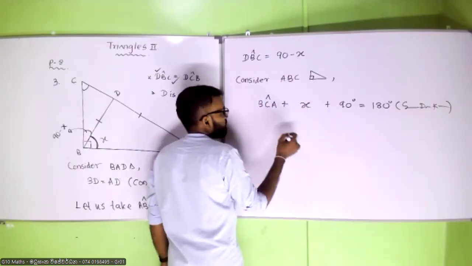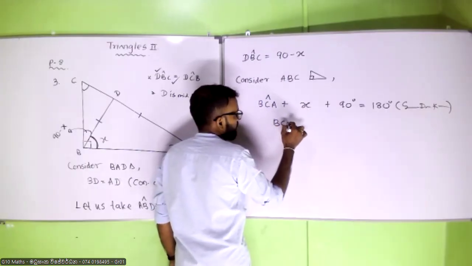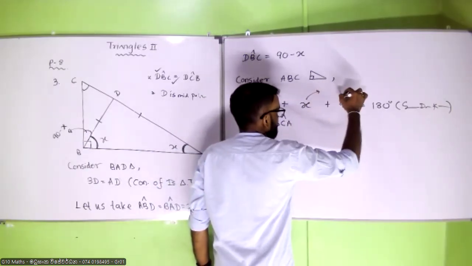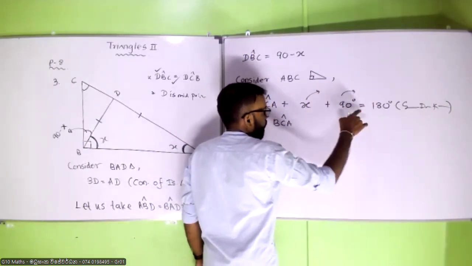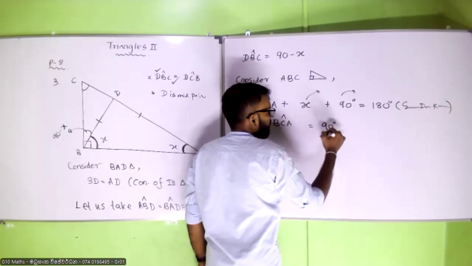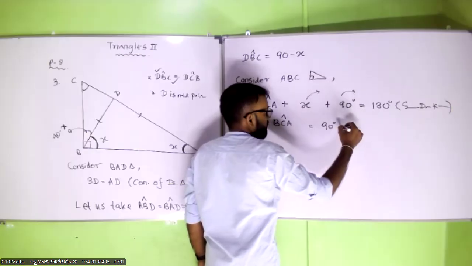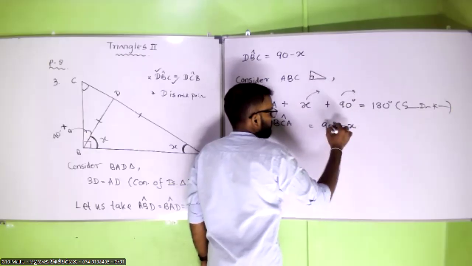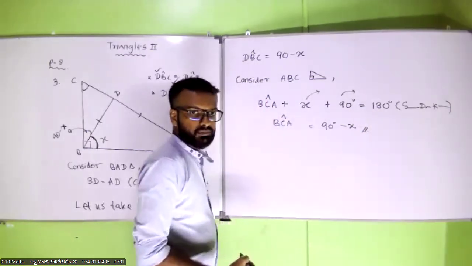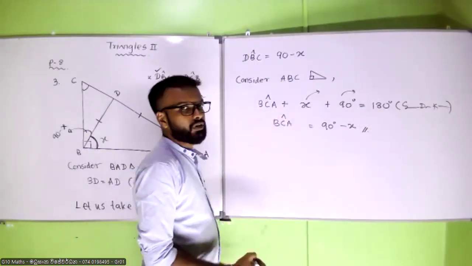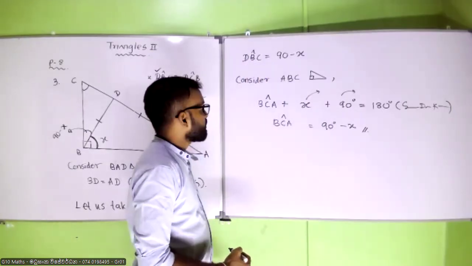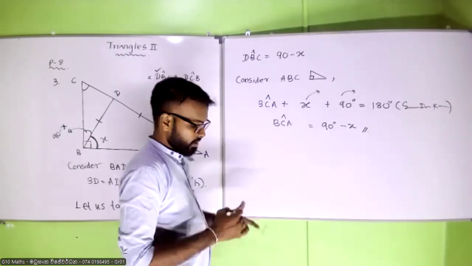So by looking at this one, you can find the value of angle BCA, right? Take X there, take 90 there. 180 minus 90 is 90. Positive X goes to the other side and becomes negative X. So 90 minus X. Done. So now you know BCA equals 90 minus X, and DBC equals 90 minus X.